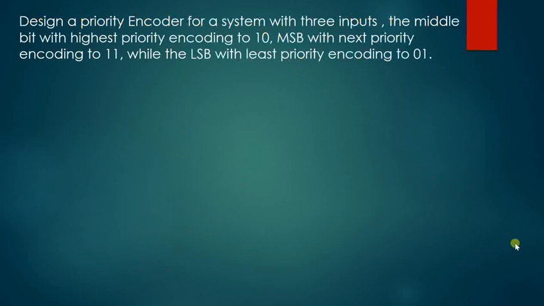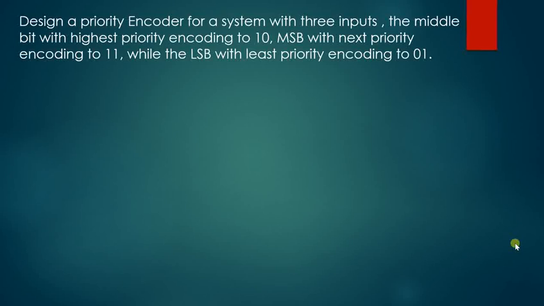Moving on to the second question. Design a priority encoder for a system with 3 inputs. Okay, with 3 inputs. The middle bit with highest priority encoding to 1 0, MSB with next priority encoding to 1 1, while the LSB with least priority encoding to 0 1.